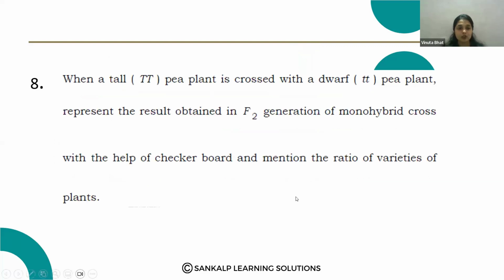This is the same question that we solved. And this is also the same question. When a tall pea plant is crossed with a dwarf pea plant, represent the result in the F2 generation of a monohybrid cross with the help of a checkerboard. This question also we have solved. I just kept this question because you have to try it yourself.